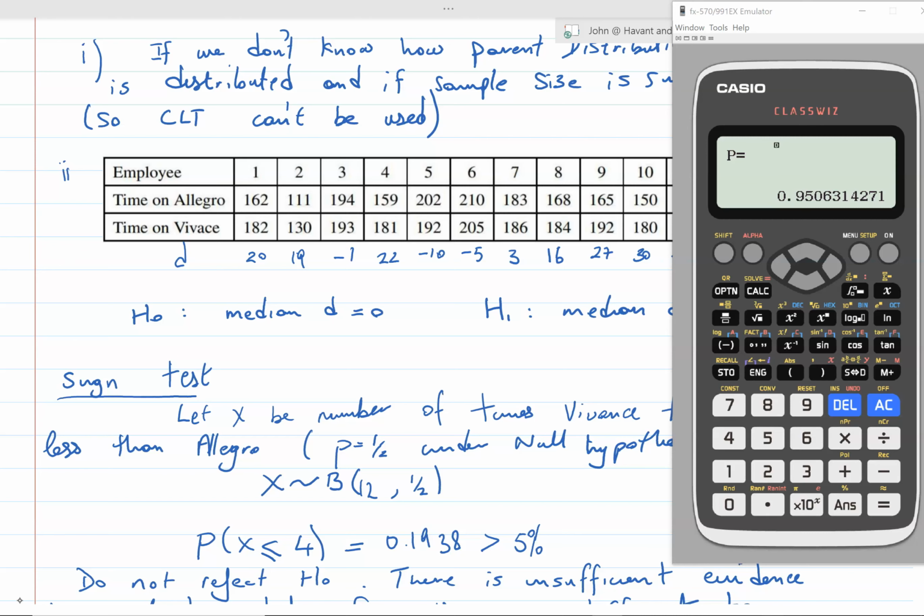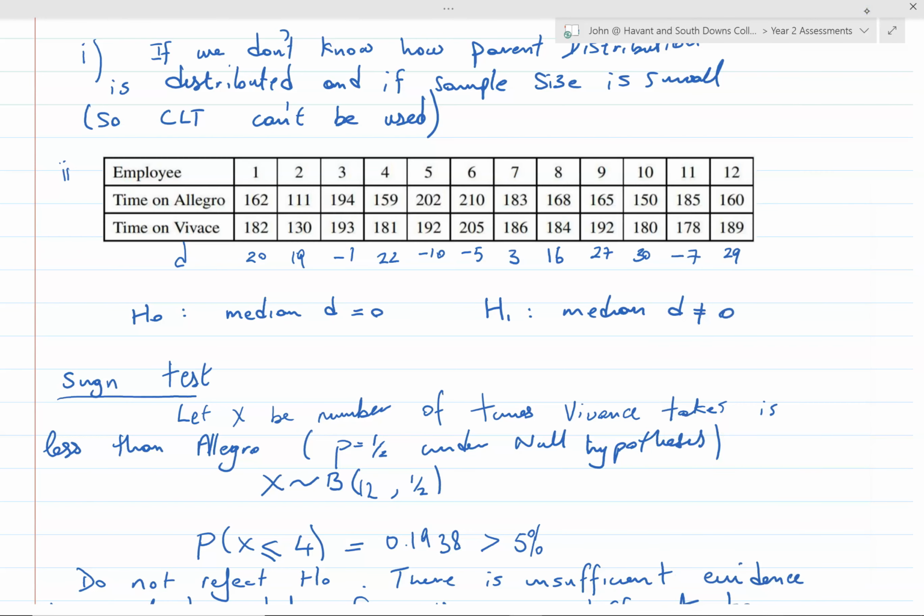So that's 4, 3, 2, 1 or 0. But instead of adding those together, use your calculator, menu 7, and we can go to normal CD and go to list, go to variable. And this time the sample size was 12. Oh, no, the number, sorry, is 4. And we've got 12, and 0.5, which leads to the number 0.1938.